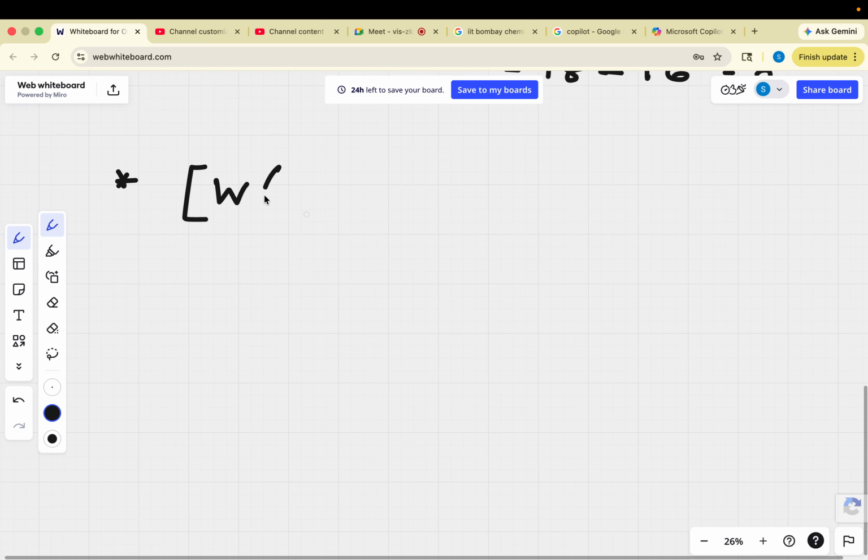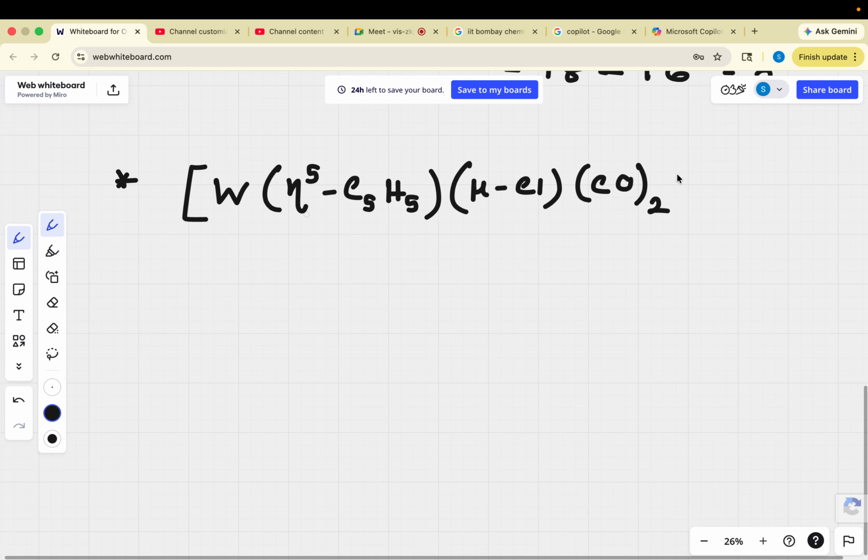So suppose you have tungsten, then you have eta 5 C5H5, mu Cl, CO whole 2, whole 2. Find it out.